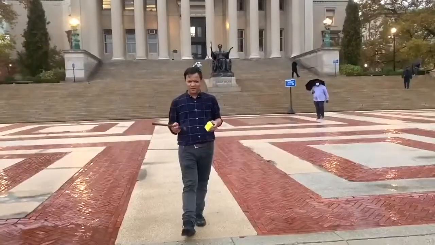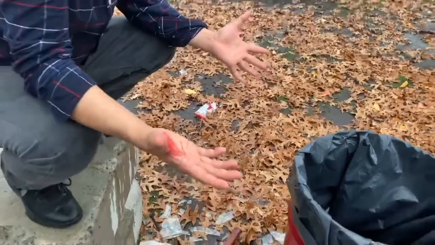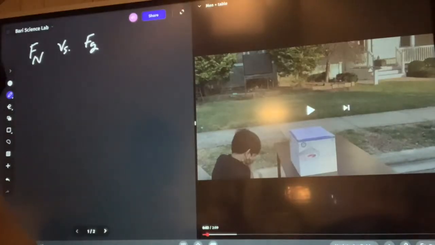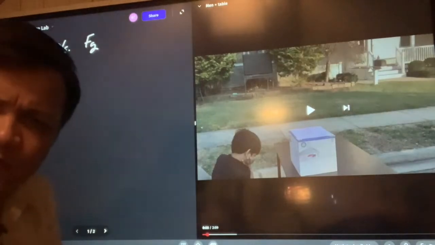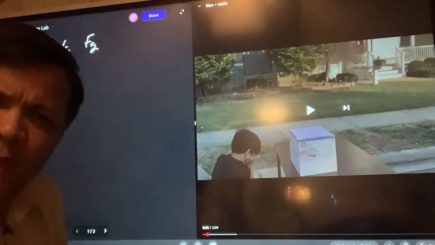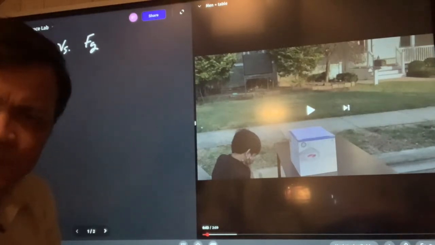In this video, Columbia University's doctoral candidate, Rashidul Berry, will teach Newton. In this lesson, we will try to understand the difference between normal force and weight. When you apply a push or pull on a box, it changes the normal force, but it doesn't affect the weight.